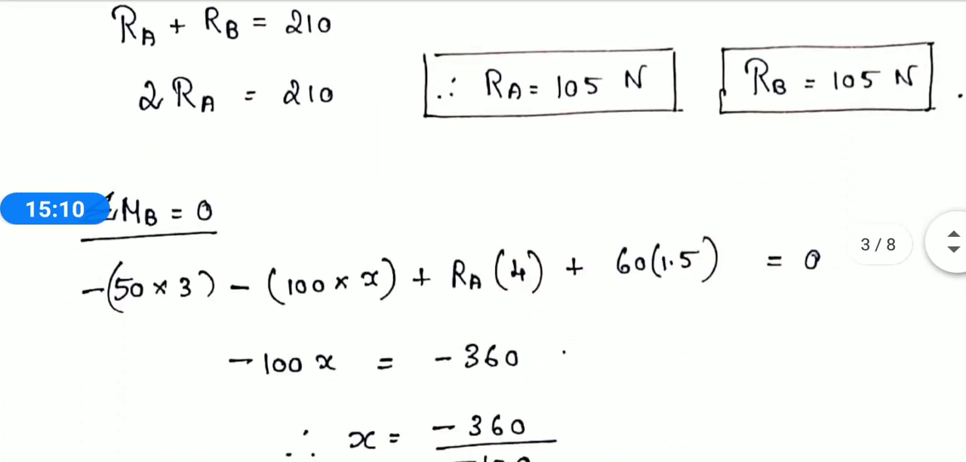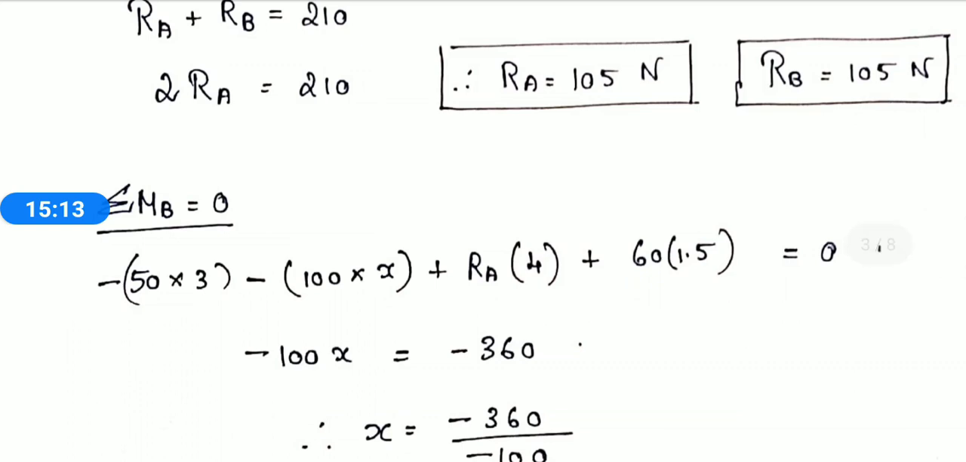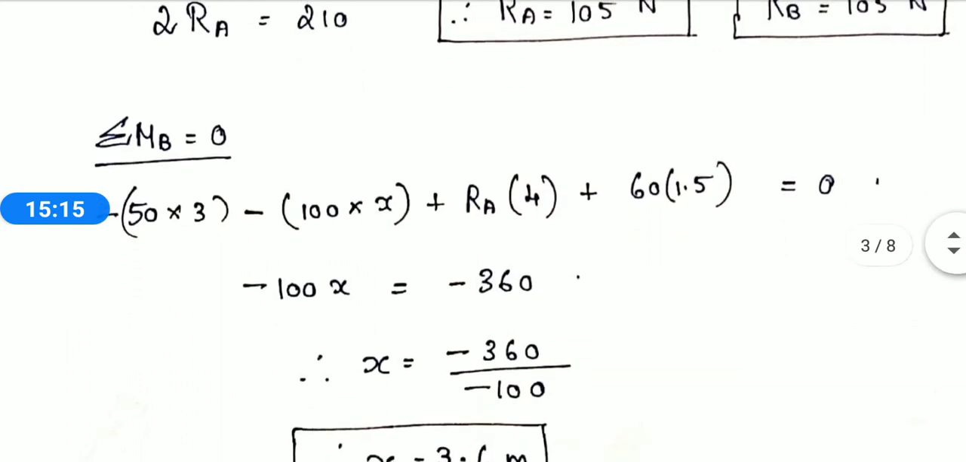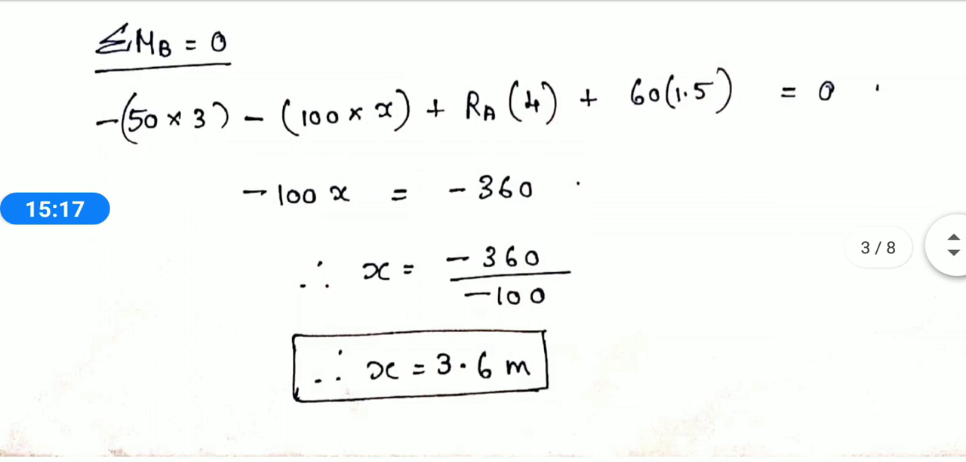So in this sum we had taken the moment at B. Substitute in the same way and get your x value. X is given as 3.6 meter. Like your previous sum, it is also the same method.